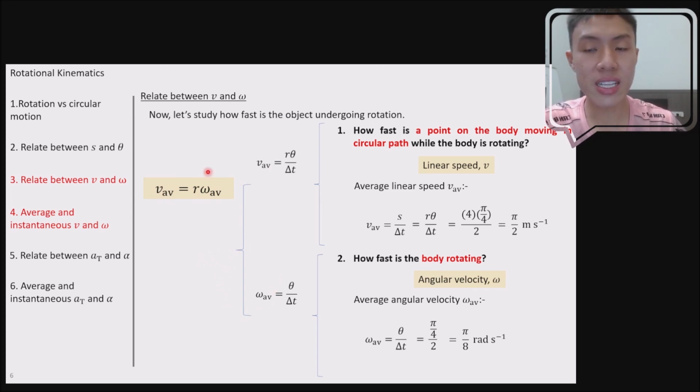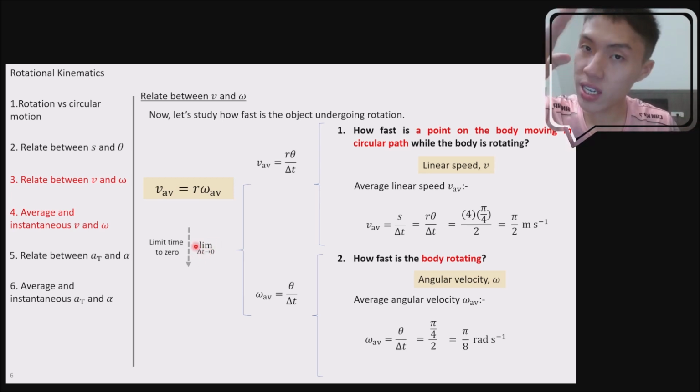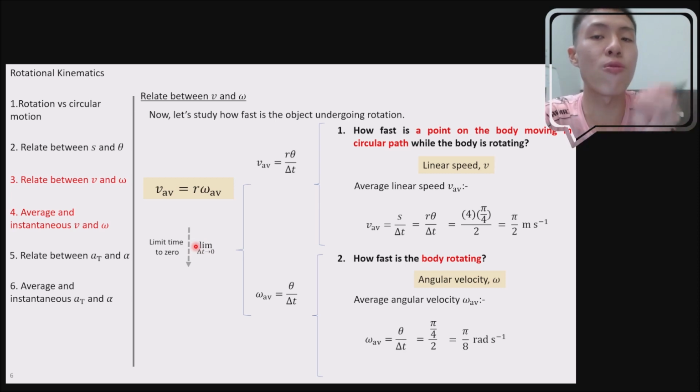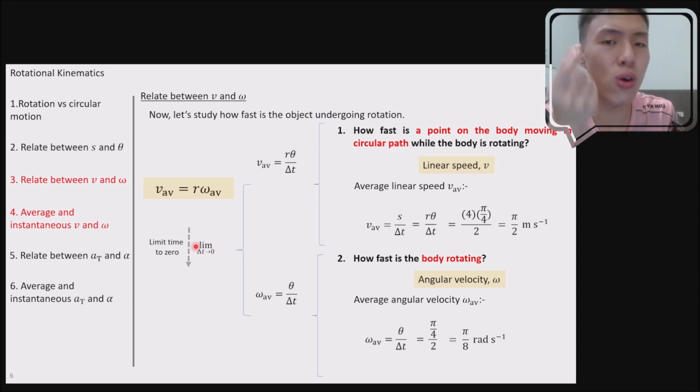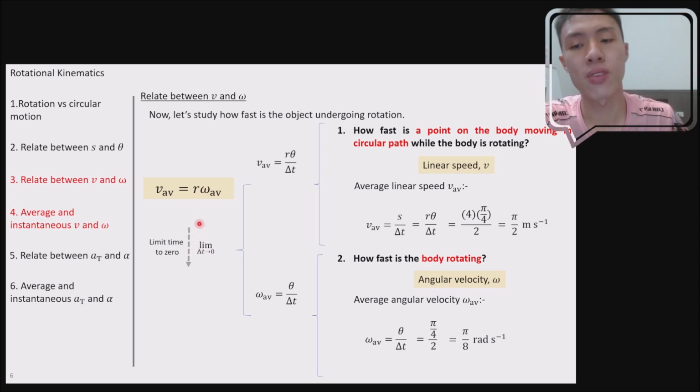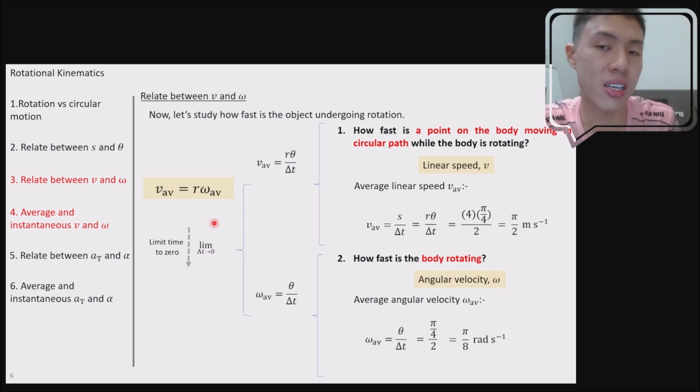Okay, but this is an average equation. What we can do is limit the duration from the 2 seconds that we saw just now. Let's limit it to an infinitesimally small time. We limit the time to be near 0. When that happens, we are focusing on a particular moment. So now this equation has changed from an average equation to an instantaneous equation.